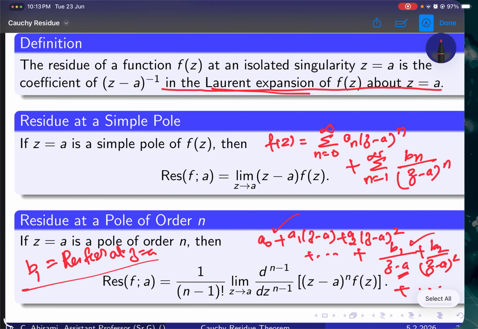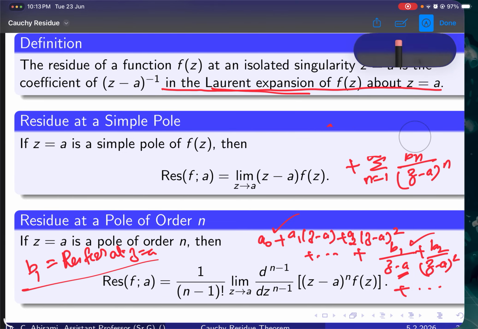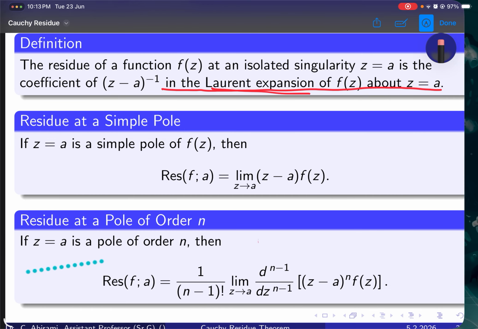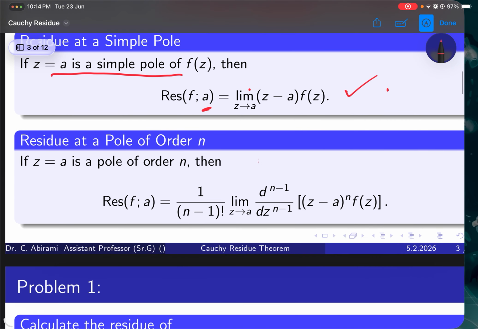So another method is, if the singular point is a pole of order 1, or we can call it a simple pole of f of z, then how are we going to compute the residue? Residue of f of z at z is equal to a is limit z tends to a of z minus a into f of z. Okay, second one. If z is equal to a is a pole of order n, other than a simple pole, other than order 1, it is a pole of order n, this is the formula we can use to compute residue.